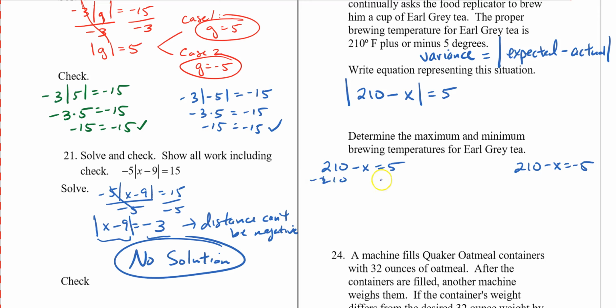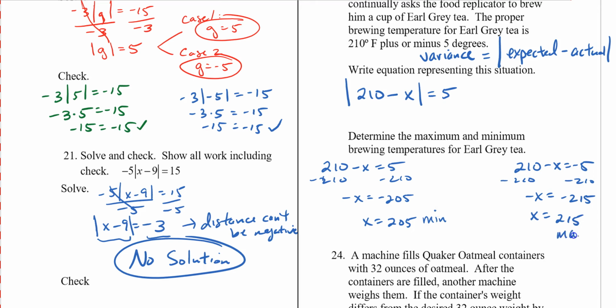Subtract the 210. Negative x equals negative 205, so x is positive 205. And on the other side, minus the 210. Negative x equals negative 215, so x equals 215. When I compare those two numbers, obviously the 205 is the minimum, 215 is the maximum.